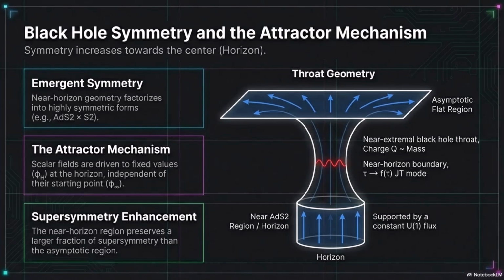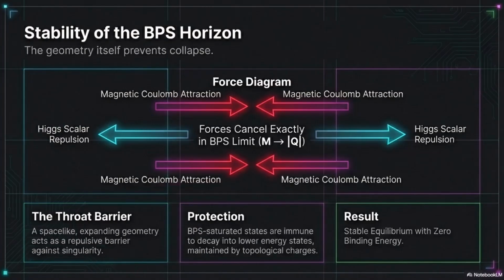But if it's that powerful, why doesn't it just crush everything to a singularity? There's a diagram here on stability. It looks like a tug of war. And this is the magic of BPS states. You have magnetic attraction pulling everything in, that's basically gravity, but you also have Higgs scalar repulsion pushing out. And in this specific case, they are equal. In what's called the BPS limit, they cancel out exactly. It's a perfect cosmic stalemate.